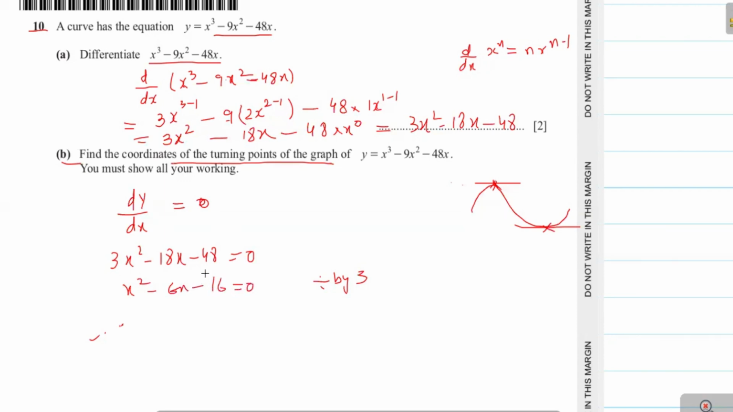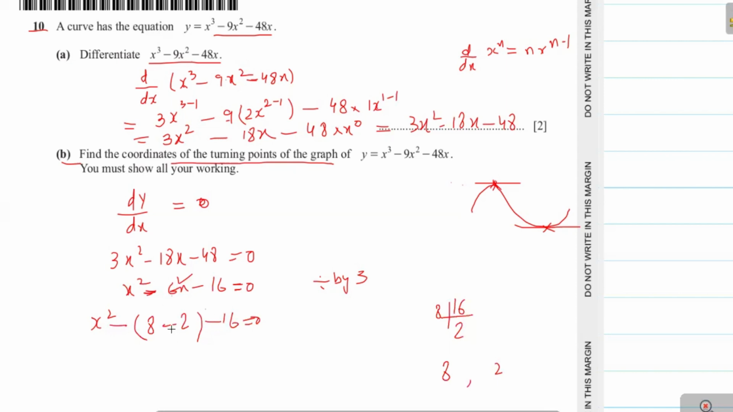Now we simplify this. We divide this equation by 3, and we get x square minus 6x minus 16 equal to 0. We will factorize this equation to get the value of x. We write x square as it is, minus 16 as it is, and the middle value we will write in the form of two values. When we subtract, the answer is 6. When we multiply these values, the answer is 16. Therefore, we take the factors of 16. 8 times 2 is 16, so 8 and 2 will be the factors. If we take 8 minus 2, the answer will be 6.